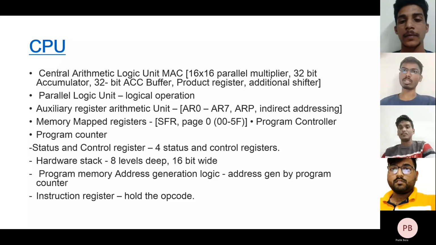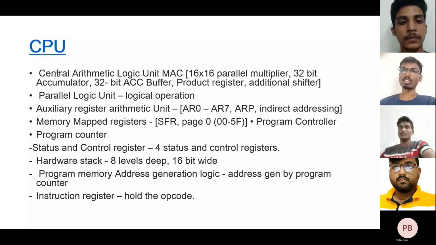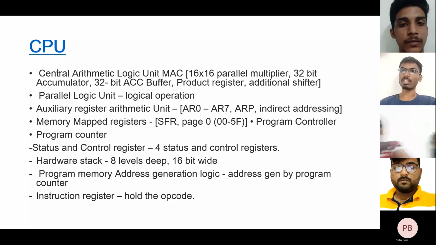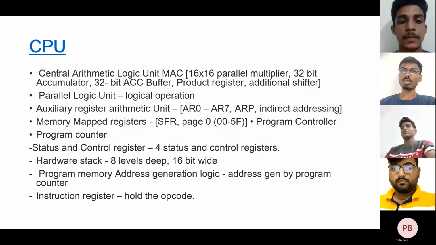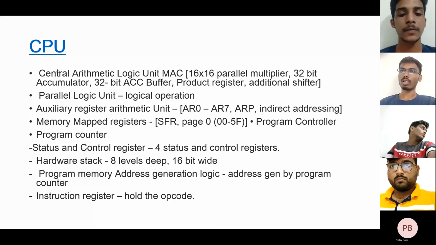Next is the CPU, which is the Central Processing Unit. The central arithmetic logic unit includes the MAC, 16x16 parallel multiplier, 32-bit accumulator, and the 32-bit ACC buffer. Product register, barrel shifter. Parallel logic unit, which performs logical operations. Auxiliary register arithmetic unit, which has AR0 to AR7, ARP, and indirect addressing. Next is the memory mapped register, SFR, which is 000 to 5.